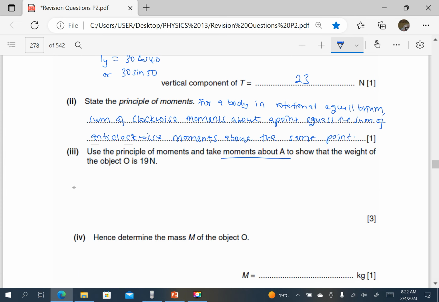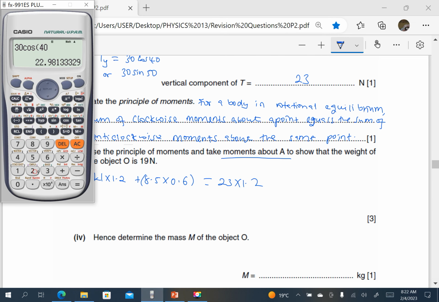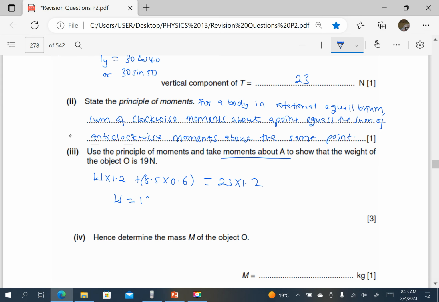So let's say that the weight W times 1.2 plus 8.5 times 0.6 should give us 23 times 1.2. So we press our calculator, 23 times 1.2. Then we subtract 8.5 times 0.6. And then we divide by 1.2. So that is 18.75, which is approximately 19. So W is equal to 18.75, which is approximately 19 newtons.